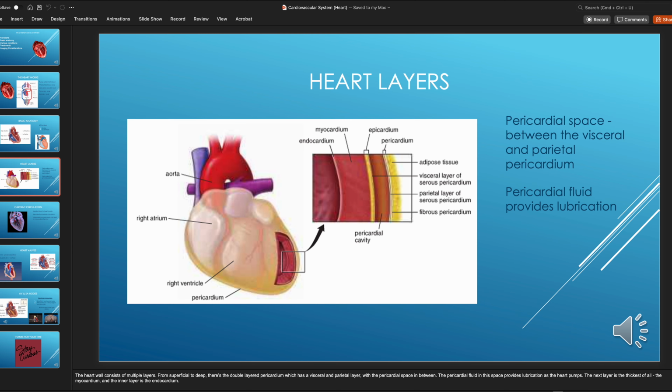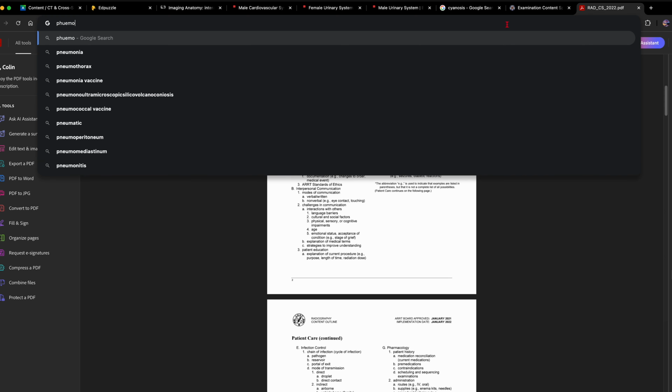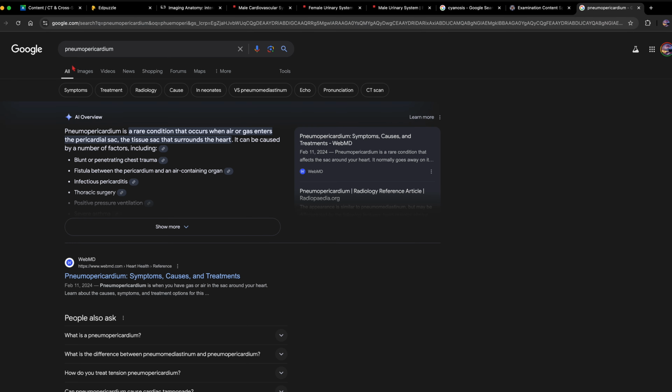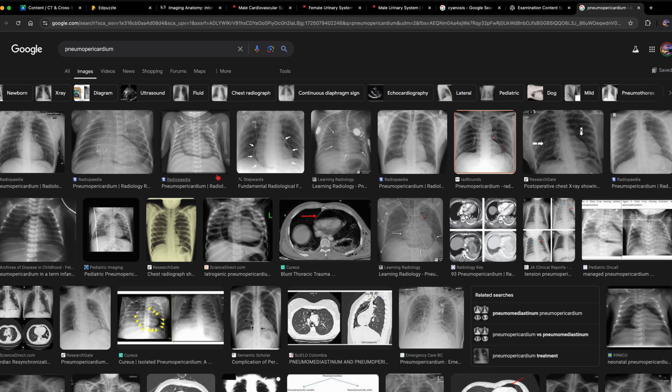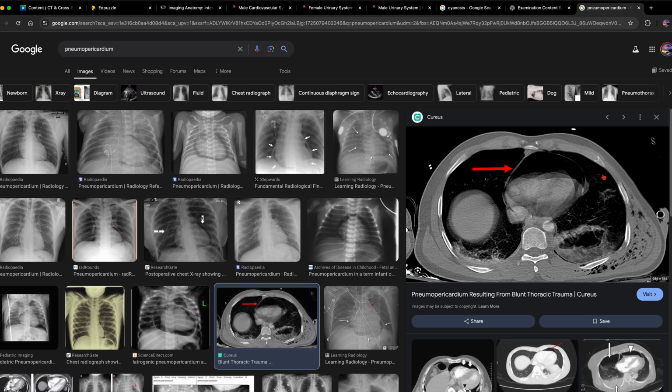So the first one we spoke about was pneumopericardium, and I'll show you an image of that. That's what it looks like on X-ray. Let me pull it up on the right here, and that's what it looks like on CT.